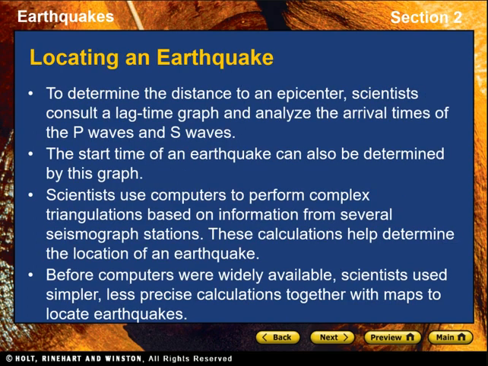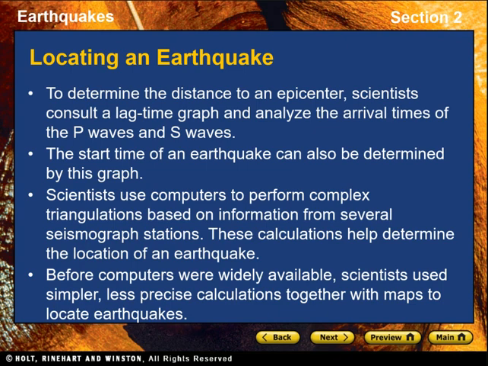Locating an earthquake. To determine the distance to an epicenter, scientists analyze the arrival of P waves and S waves. The longer the lag time between the arrival of the P waves and the arrival of the S waves is, the farther away the earthquake occurred. To determine how far an earthquake is from a given seismograph station, scientists consult a lag time graph. This graph translates the difference in arrival times of the P waves and S waves into distance from the epicenter to each station. The start time of the earthquake can also be determined by using this graph.